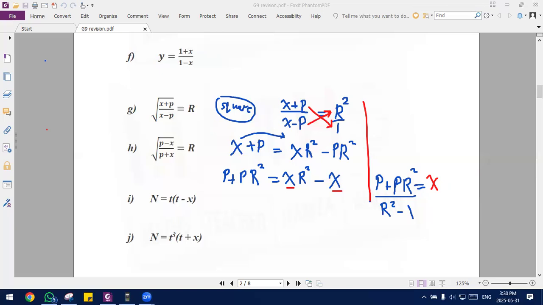Always check what you have next to x. Don't think of x, because sometimes you tell me multiply by x or divide by x. No. Think what do you have next to x and do the opposite. Okay.